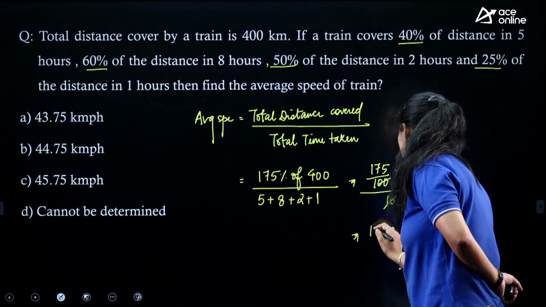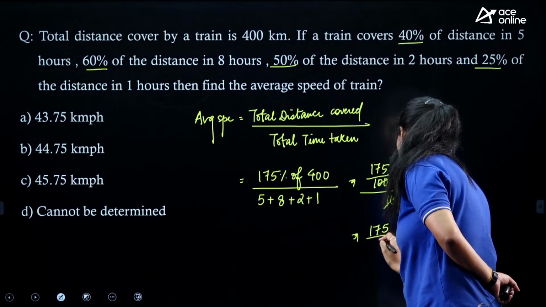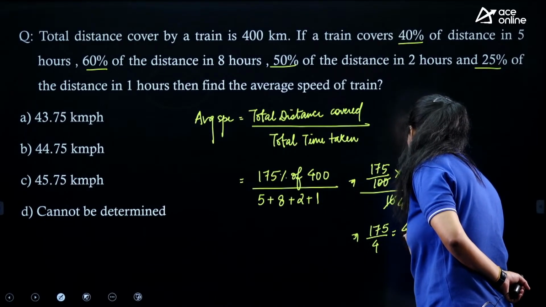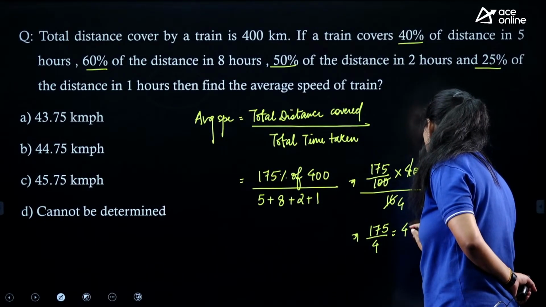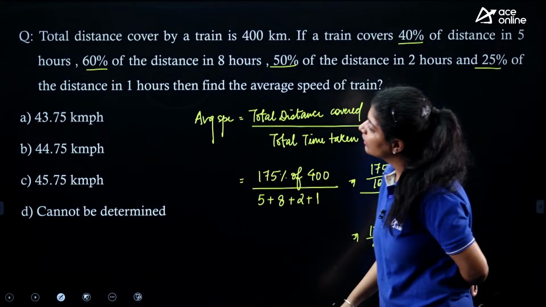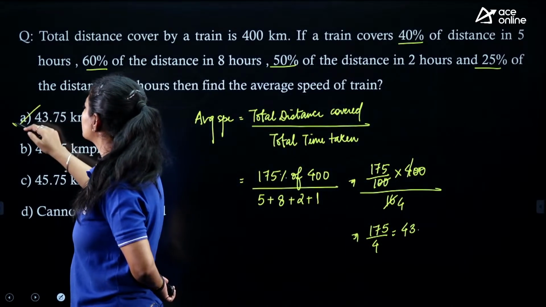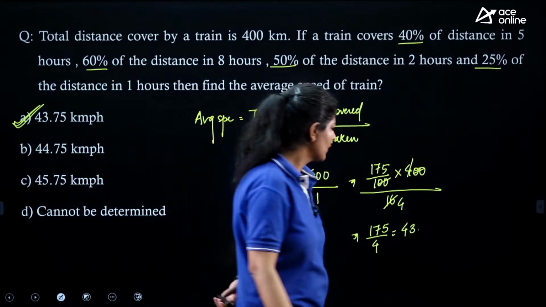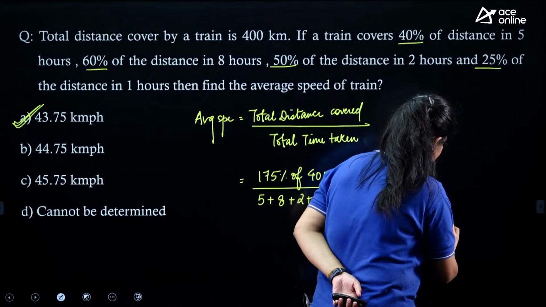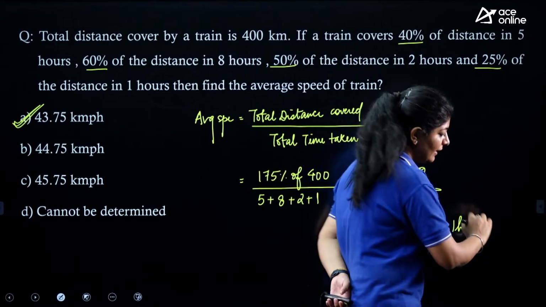So ultimately what do we need to do? We need to solve 175 by 4. So this is nothing but 4, and the 1 is carried forward, 43 point something. 43 point something, that means option number A is the correct one. Option number A is the correct one, right?